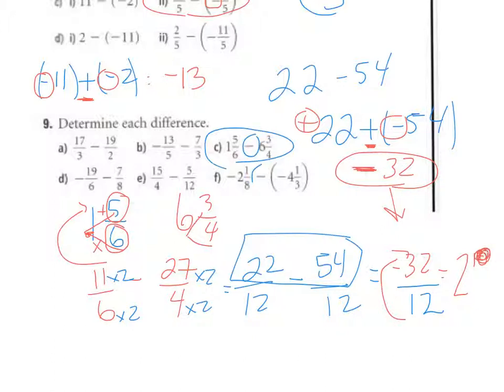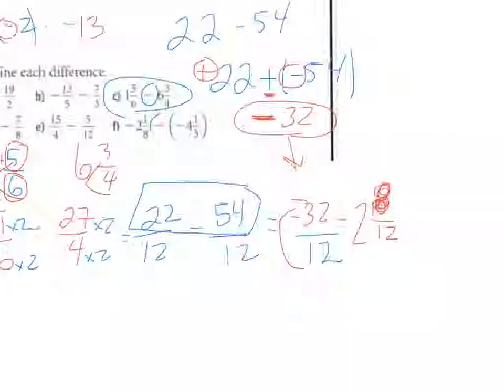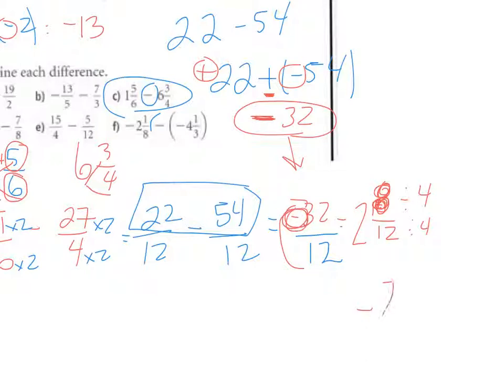8 left over, 12. And I apologize for the space. I'll try to move it over a bit if I can. Which then I can divide top and bottom by 4. We still have a negative 2 and 2 over 3. And that will be my final reduced answer, left as a reduced answer and left as a mixed number. So let's go to the next slide.